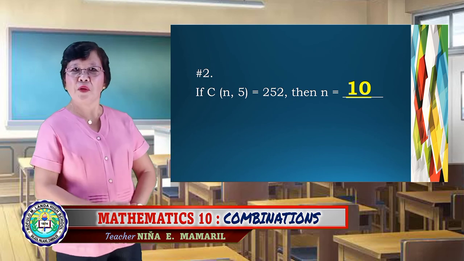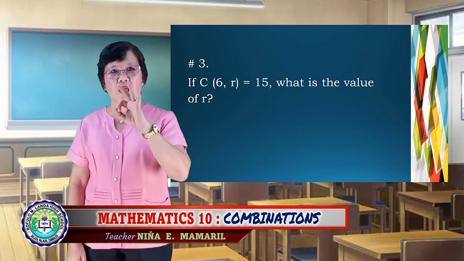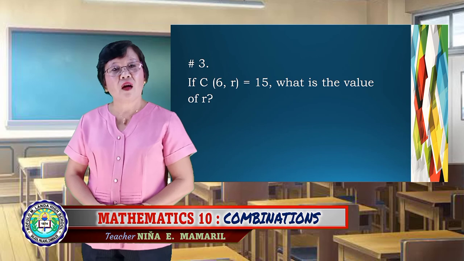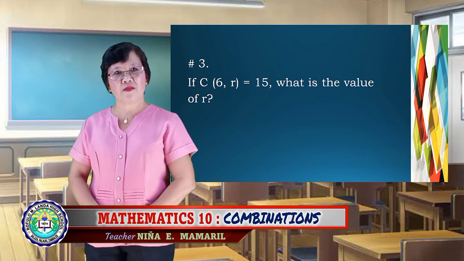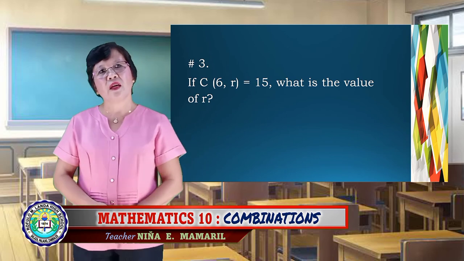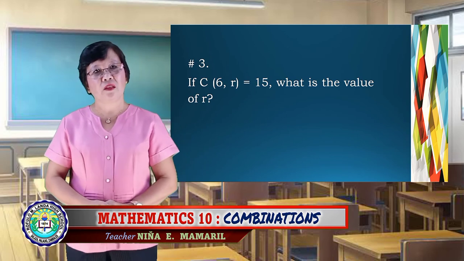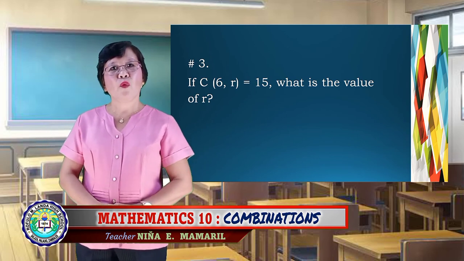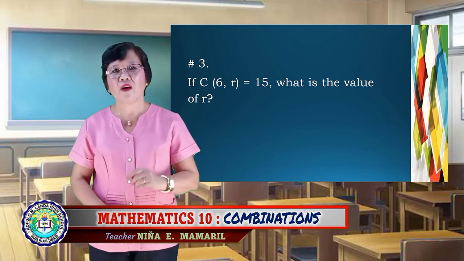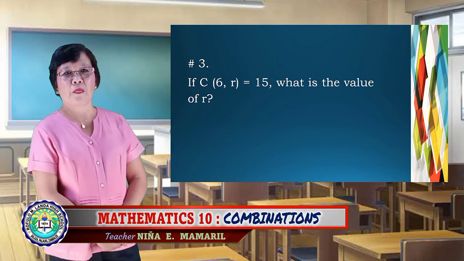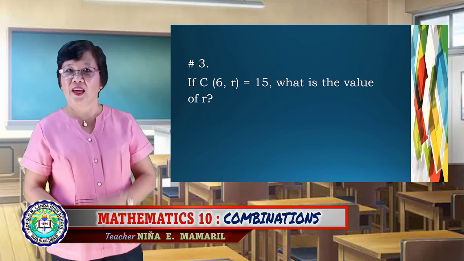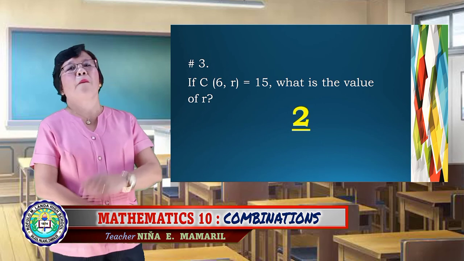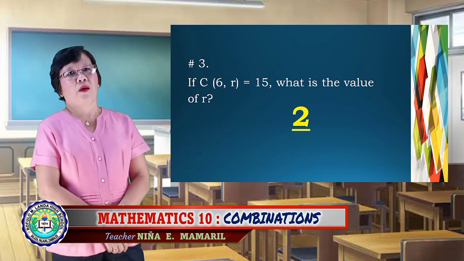Okay, how about item number 3? Wherein r is unknown. 6 for your n is given, and also your C, which is 15, is also given. What is the value of r? Okay, solve. Excellent! The answer is 2. Okay?